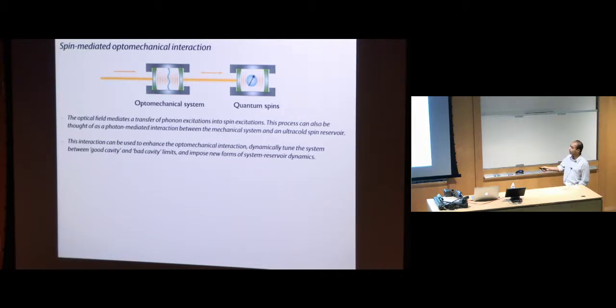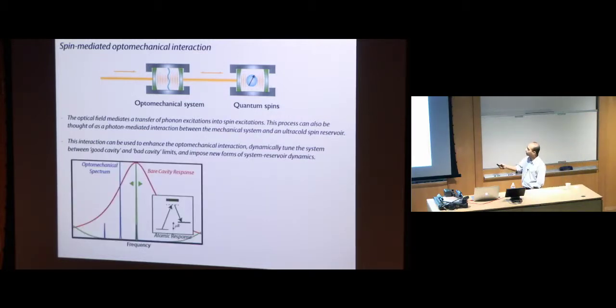And the way this works is that the membrane is moving around as any membrane does, or any mechanical resonator does, and that information is imprinted onto the light, which then goes to the atoms and flips a spin. So this is basically mechanical motion to spin wave conversion. And at some point later, the spins flip back and the light goes back and now acts on the membrane as radiation pressure.